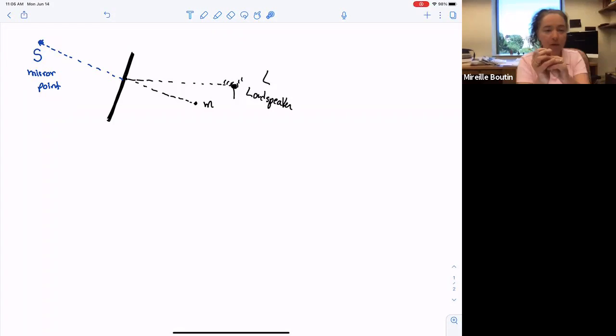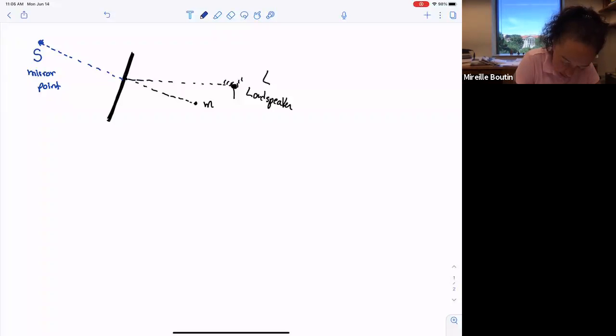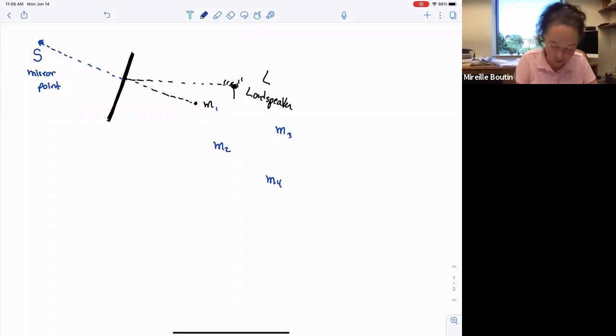So we have a microphone, it hears a wall, and we're going to add more microphones into our room. So this one is going to be the first one, this one is going to be the second one, this one is going to be the third one. We're going to add 4 microphones because in order to do geometry, we're going to need 4 microphones. And each of these microphones is going to hear the same sound bouncing back on the wall.